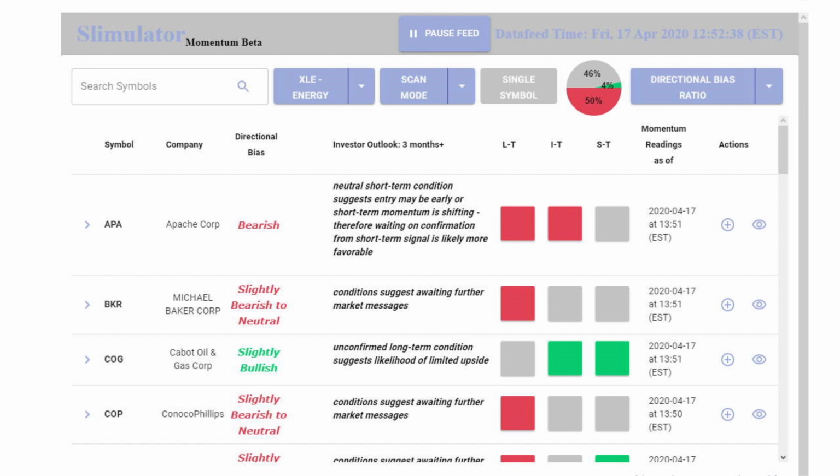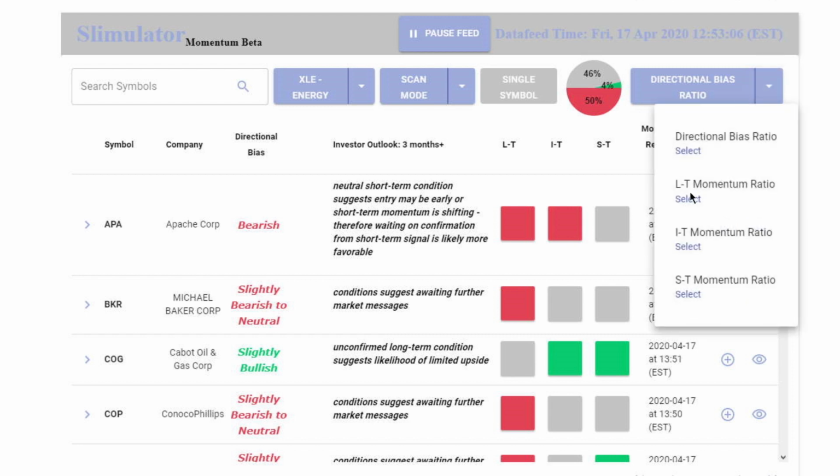So just so you, for those of you that haven't seen this before, this is included in all levels of premium memberships, 1, 2, 3, and 4. And you get an idea here, the company, the directional bias, bearish, what the investor outlook is for 3 months, and then the momentum conditions or those readings for the long-term, intermediate, and short-term. What I want to do is switch over here and look at the long-term conditions.